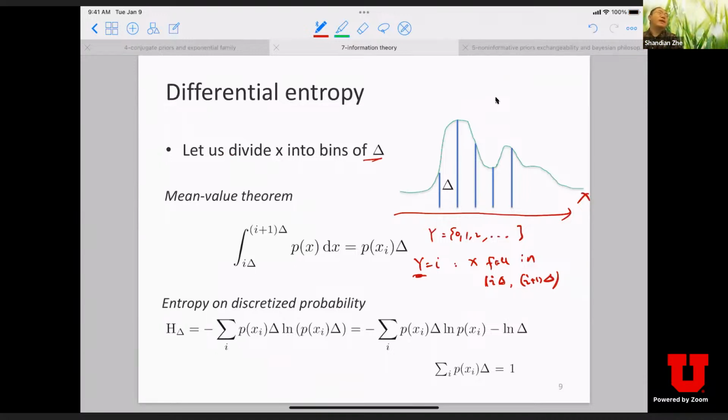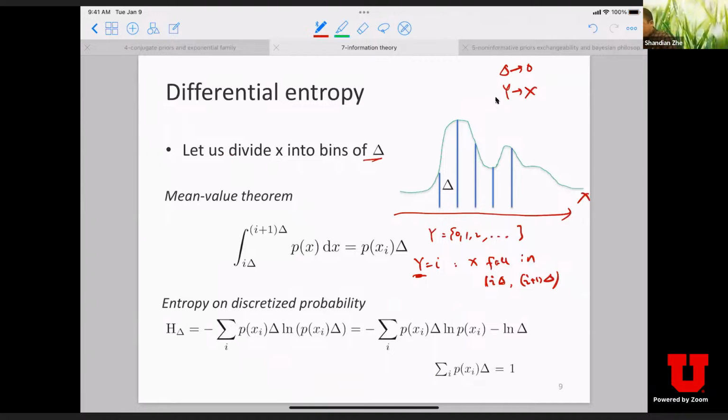Does it make sense? Of course, the larger the bin size is, meaning the larger delta is, the coarser y is. It is a coarse approximation of x. However, if we keep decreasing delta, when delta converges to 0, then y actually converges to x. So in general, for any given delta, what is the entropy of y? And then just take the limit. If delta goes to 0, what happens to the entropy in terms of delta? That's the idea.